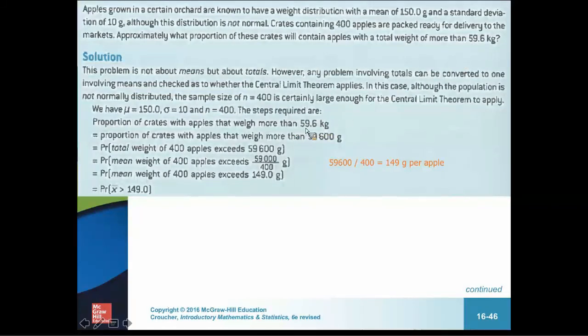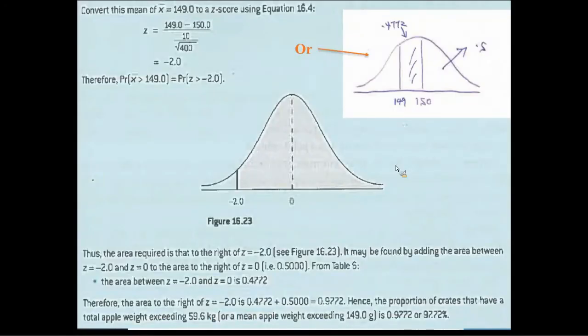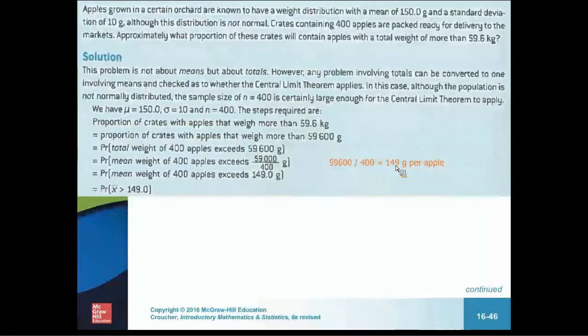He's saying, well, look, if a crate of 400 apples weighs 59.6 kilos, how many grams is that? 59,600. And now he's saying, well, what's the average weight of apples in that crate? 59,600 divided by the 400 apples is about 149 grams per apple. So that gives us, I'm not sure if I've drawn the diagram for this. Yeah, I did. So that gives us something to work with.